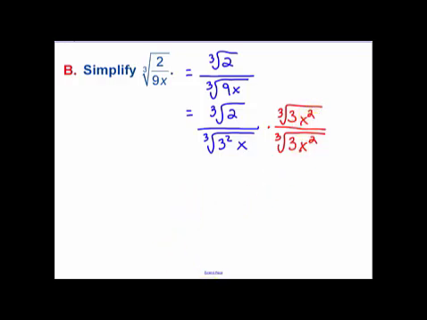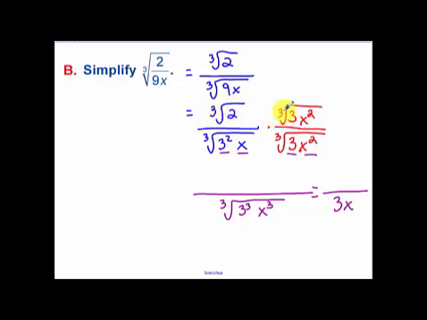Let's just worry about the bottom right now. 3 squared times a 3, that's 3 to the 3rd power. X times x squared, that's x to the 3rd power. So just worrying about the denominator right now, that's going to simplify to 3x.